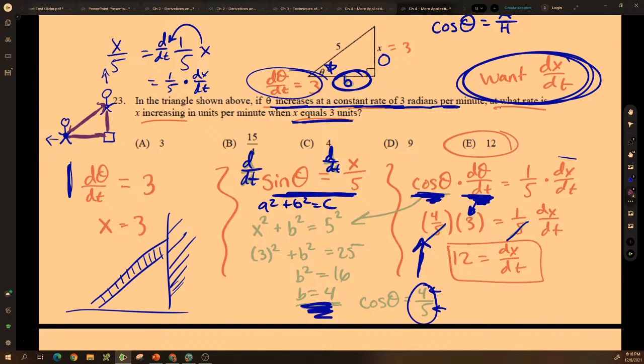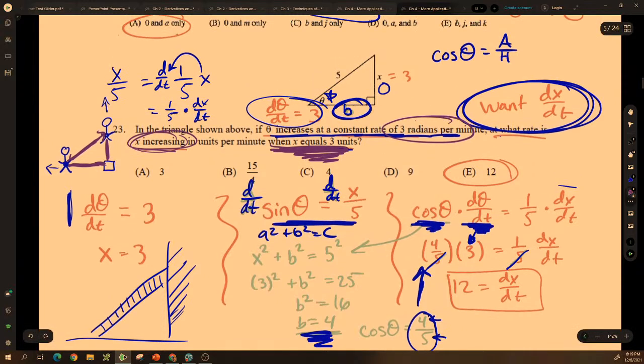They're all changing. Well, in 23, they did not tell us any situation. They didn't give us a situation about a person or anything like that. They just said in this triangle above, if theta increases at a constant rate of 3 radians per minute, at what rate is x increasing? So we know that x is increasing when x equals 3. The hint when x equals 3 and the fact that they told me x is increasing tells me that x is not a constant. And when I look on my triangle, they wrote this as x. They didn't write it as 3, right? They could have written it as 3, but they didn't. The reason they wrote it as x is it's changing.